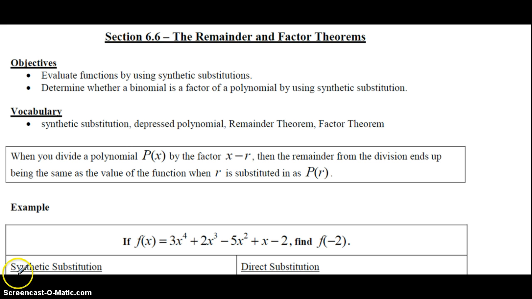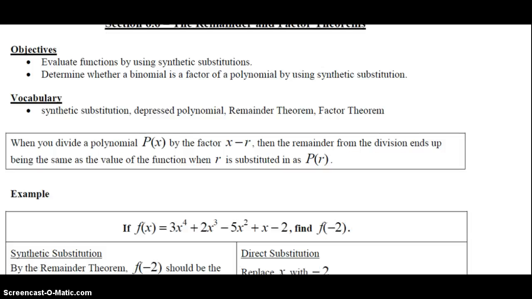And we are going to read: when you divide a polynomial that we're going to call p of x by the factor x minus r, then the remainder from that division ends up being the same as the value of the function when r is substituted in as p of r. All that's saying is whether we use synthetic substitution or we use direct substitution, we're going to end up with the same value. And let's take a look at an example.